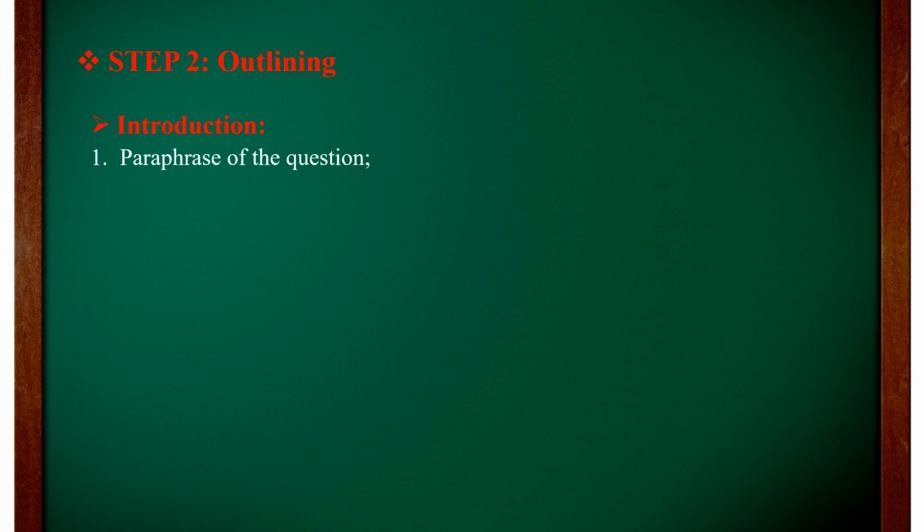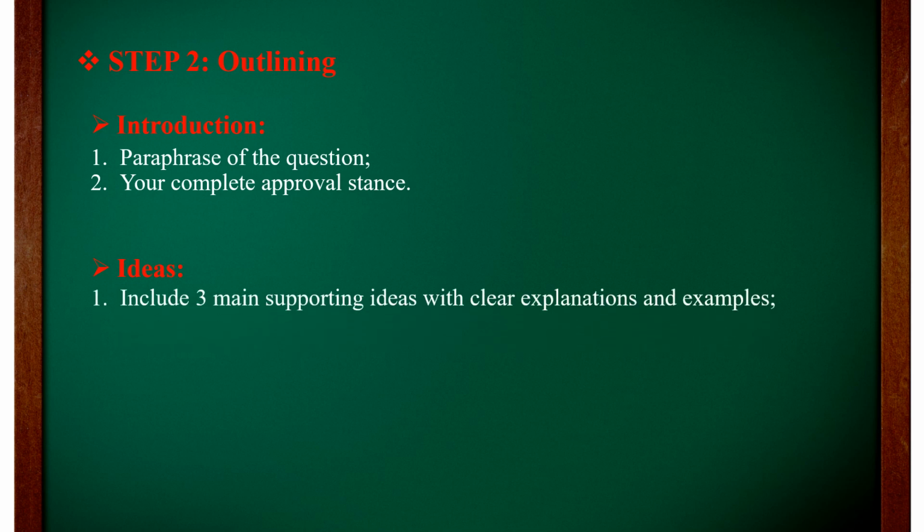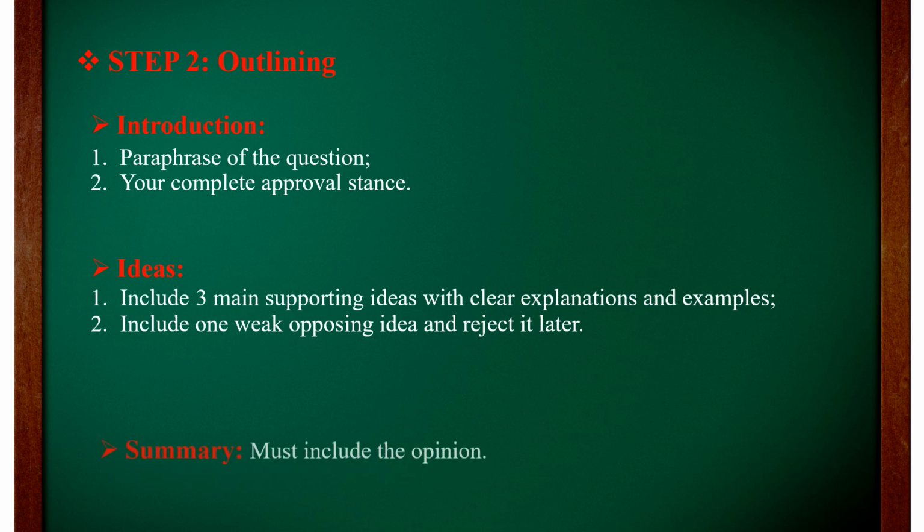Step 2, outlining. There are 3 crucial items here: introduction, idea, and summary. First of all, introduction. In the introduction, you should include 2 things. 1. You should include the paraphrase of the question. 2. You should include your stand after the paraphrase. You agree completely with the statement. Turning to idea. Since you totally support the statement, you should include 3 supporting ideas with clear explanation and examples. After that, you should include one opposing idea and reject it later to demonstrate that you consider both sides of the issue. Finally, summary. In a personal viewpoint essay, it's a must to include your opinion.